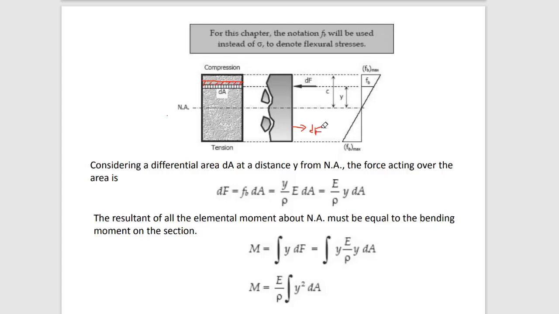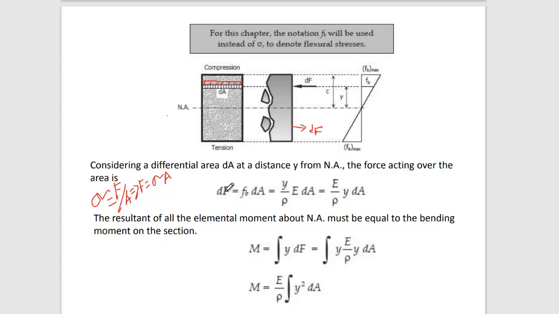So now consider this is the area dA at the distance y from the neutral axis, the force acting over the area. So we know the formula sigma equals force over area. So what would be the F? F equals sigma into A. Right? You understand or not? Okay, this is very basic even.